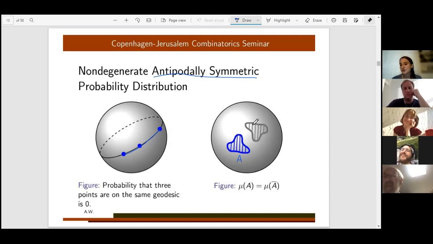For example, the uniform distribution has these two properties, because the measure just depends on the area, and the probability that 3 points are on the same circle is 0, because it's a smaller dimensional subspace of this 3-dimensional ball.